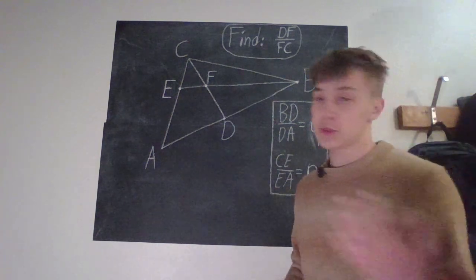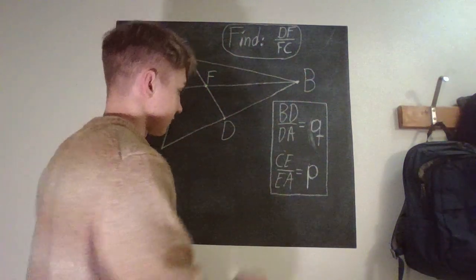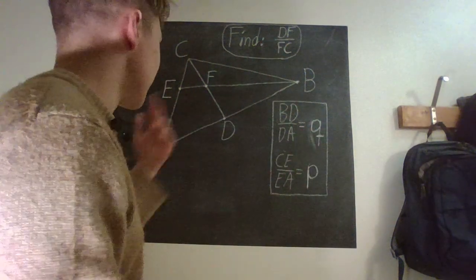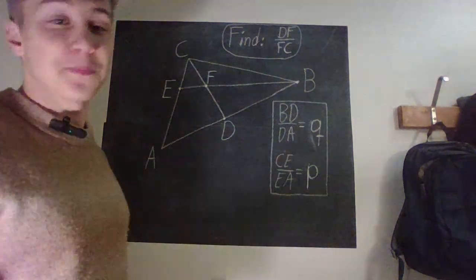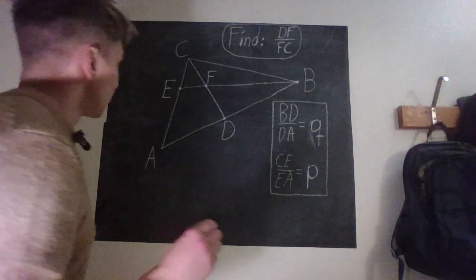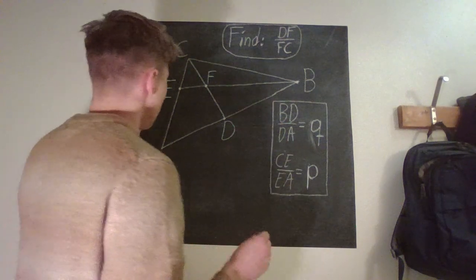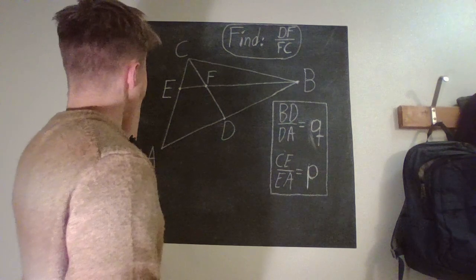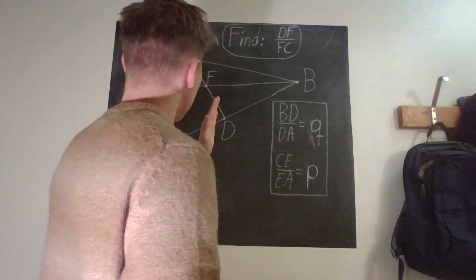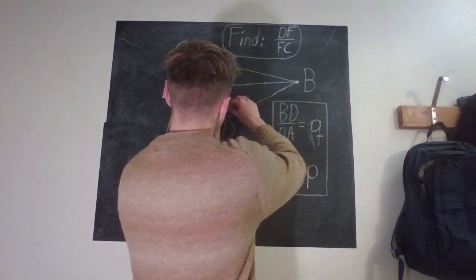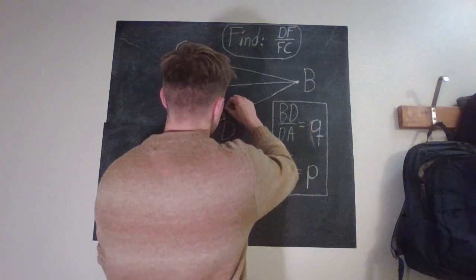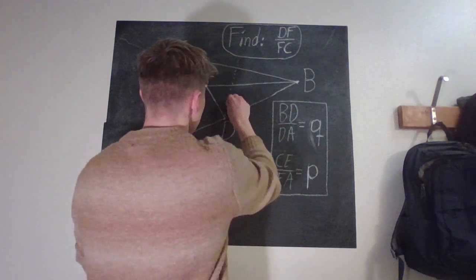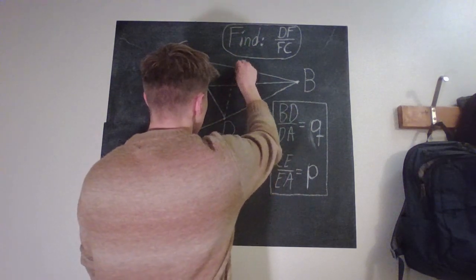So now, of course, we need to find an expression for DF over FC using P and Q. So how do we do that? Well, to do this, we add a nice line. We add a line that's parallel to AC here from D. So I add a nice little line here and claim that this is parallel.